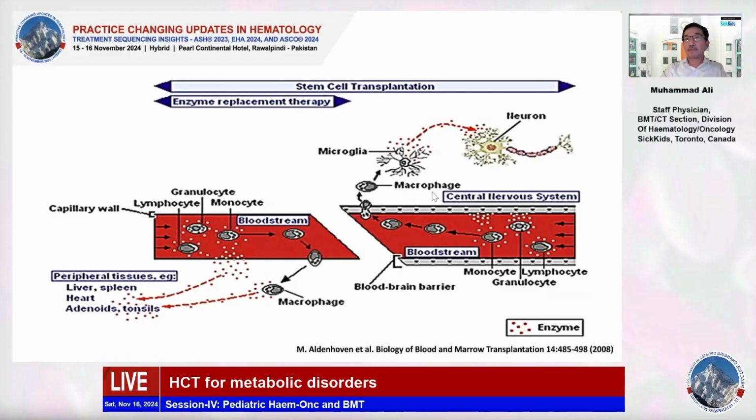So once macrophages reach the brain, they are able to deliver enzyme in the brain, which will then be available for the neurons and other cells of the brain to clear up the accumulated substrate. Because this engraftment is permanent, the enzyme will be permanently available for all brain cells. So this is the main difference between enzyme replacement therapy and allogeneic stem cell transplantation.